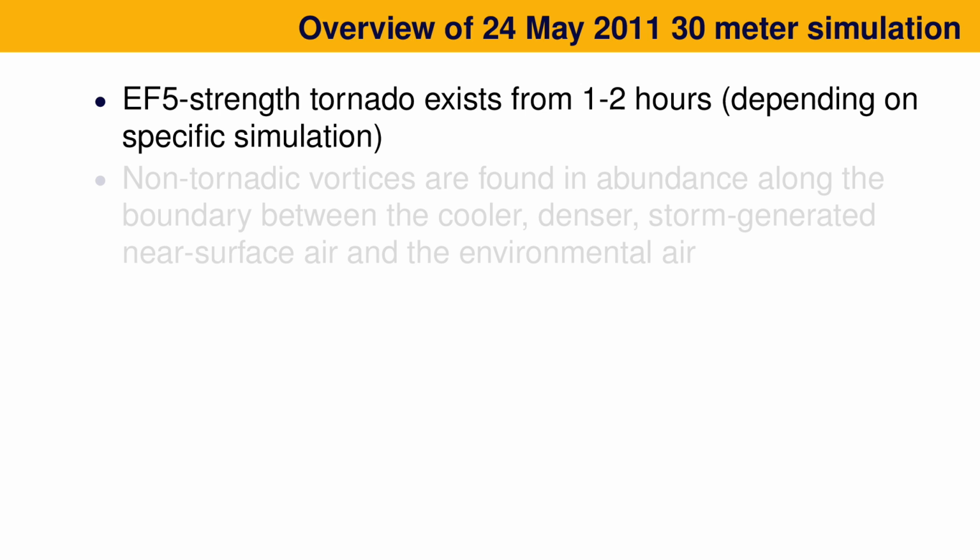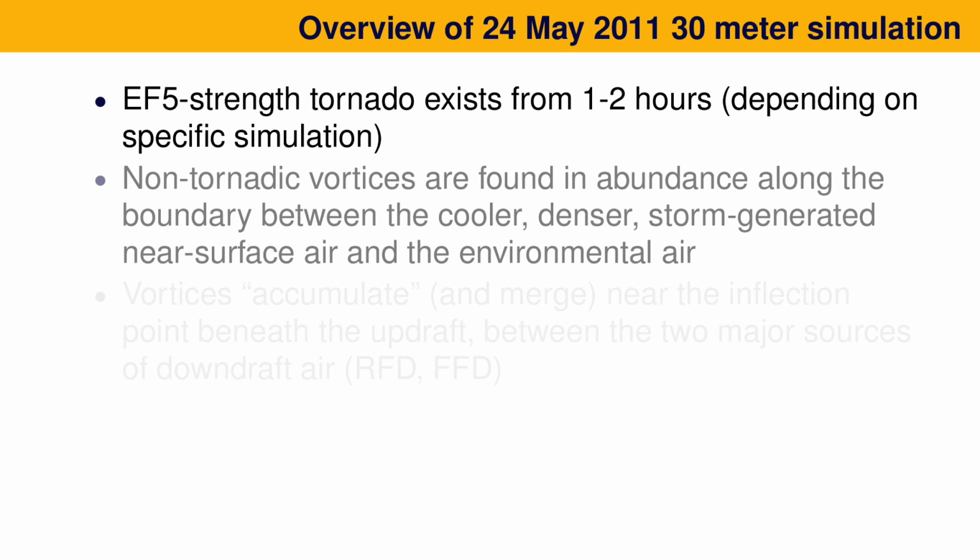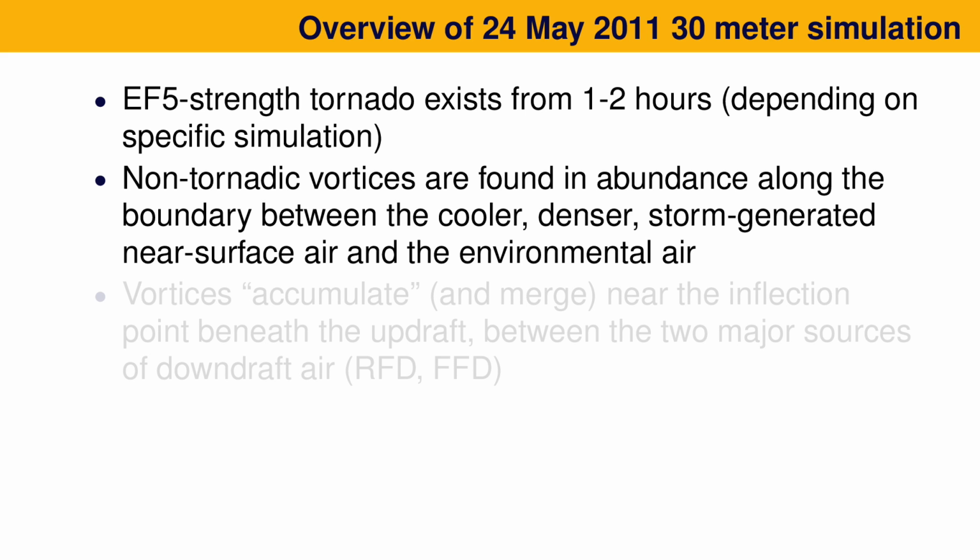So, an overview of the simulation. Soon I will show you a very long animation of one of the storms we're studying. We have an EF5 strength tornado that exists for 1 to 2 hours, and I say 1 to 2 because it depends on the exact simulation we're doing. One common feature in just about all these simulations is non-tornadic vortices that precede the tornado and seem to provide vorticity to the tornado to help it form and also to maintain it. This occurs along the boundary between the storm's cold pool and the environment ahead of it.